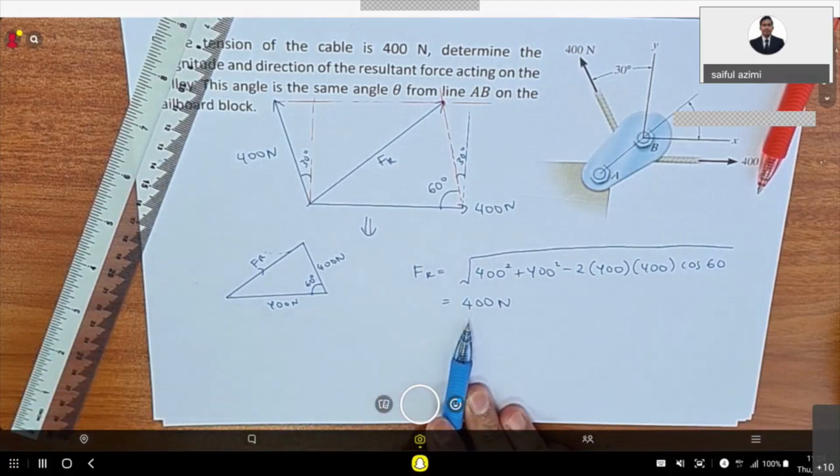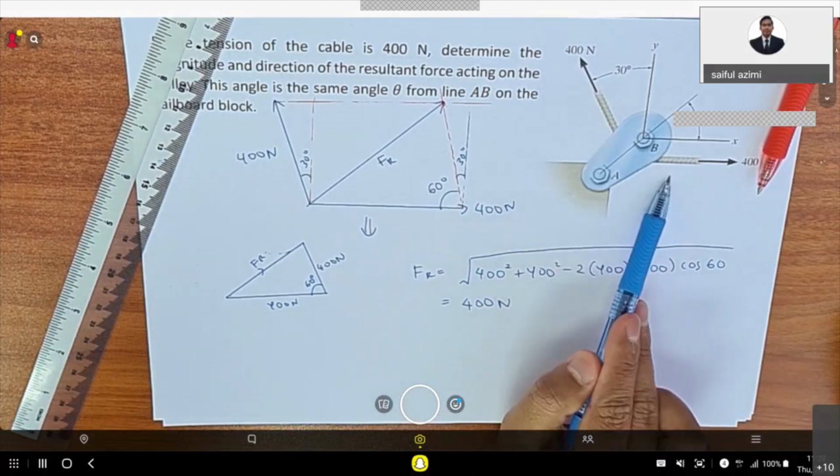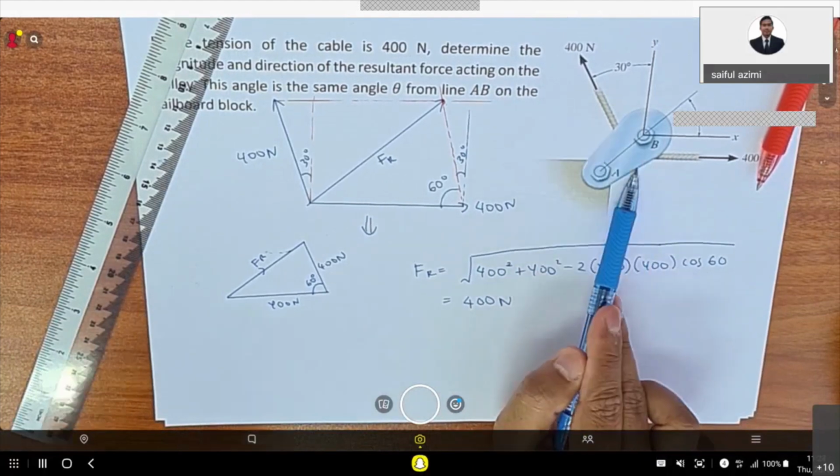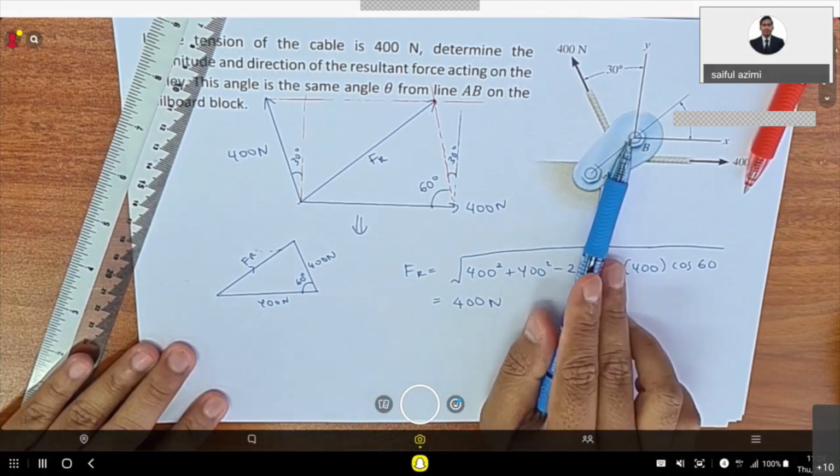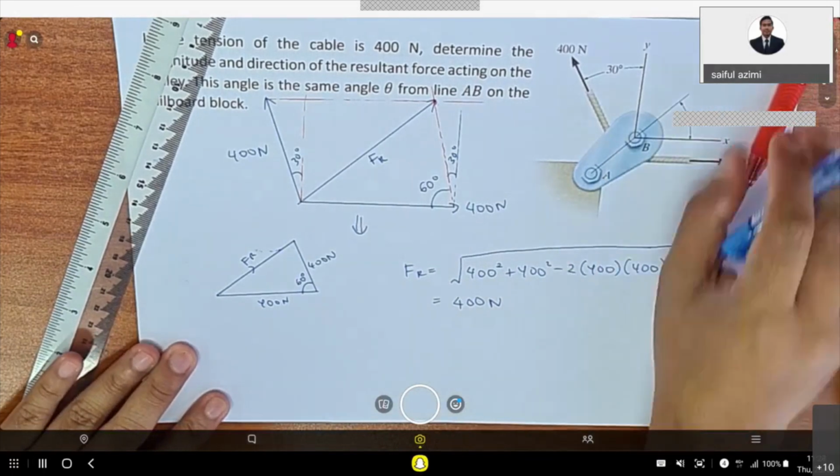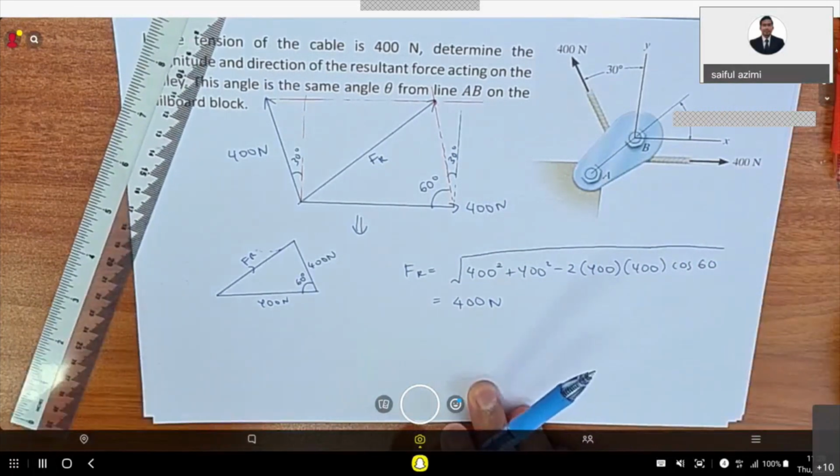So this question is quite direct because the two forces are similar, so the resultant force will usually become similar too. But it also depends on the situation.